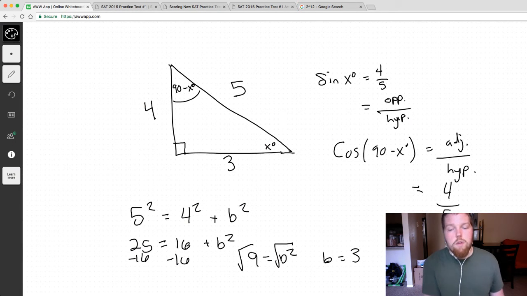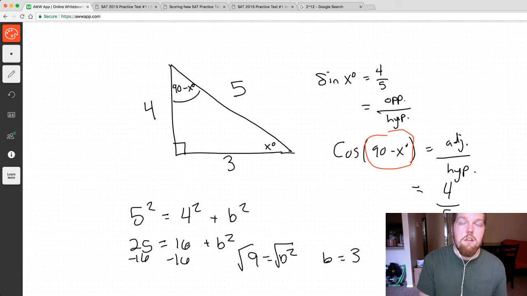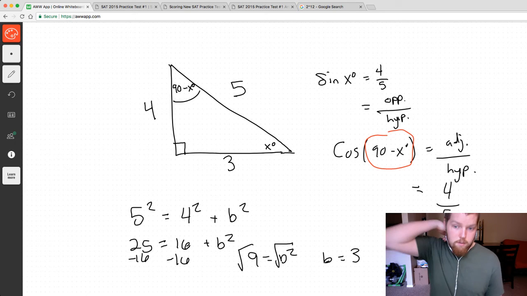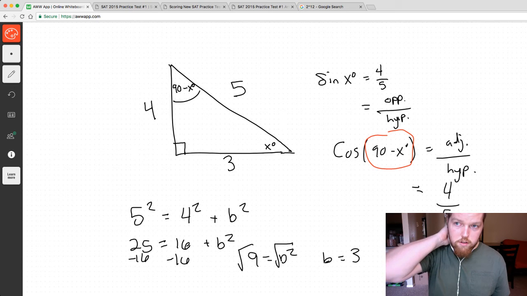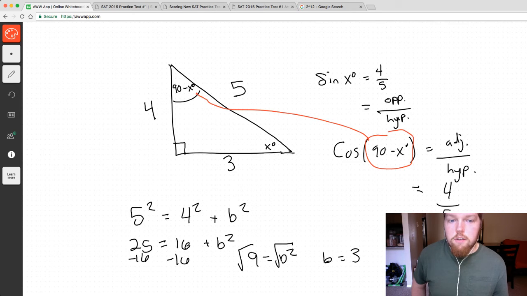So when you see this cosine 90 minus x, don't think that you need a calculator for that. The 90 minus x is the most simplified way of expressing what this angle is. Since this angle is x, then this angle is 90 minus whatever this angle is. And so it's a way of generally writing it.